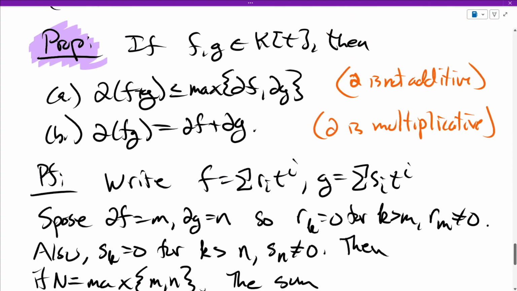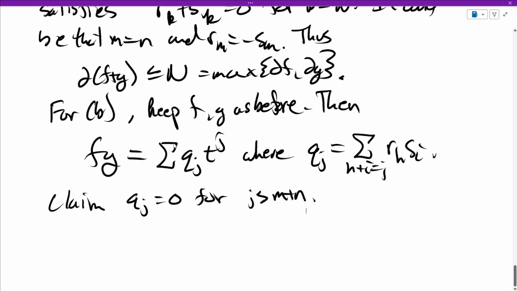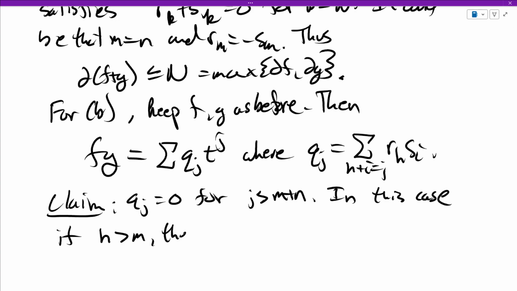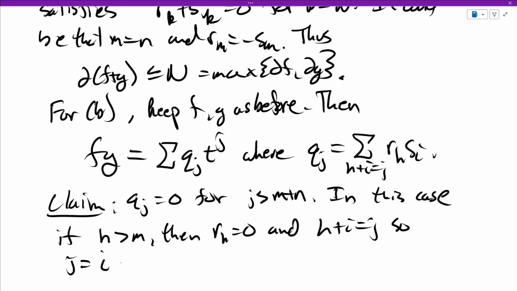For B, we're trying to show the degree of the product is the sum of the degrees. And so why is that? Well, in this case, if h is bigger than m, so that's the situation where R_h is 0. But also, h being bigger than m says what? Well, h plus i is j. So j equals i plus h is bigger than i plus m.